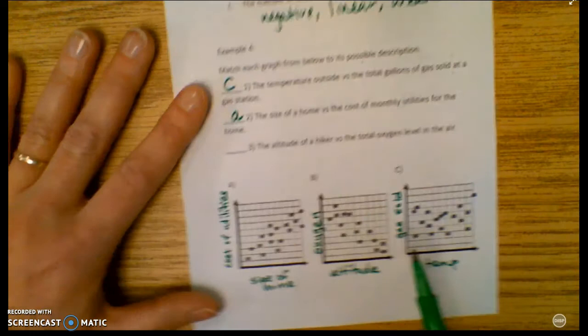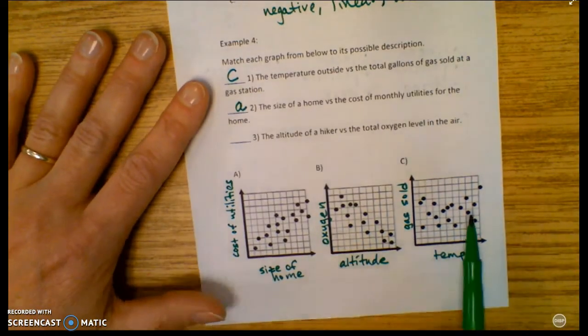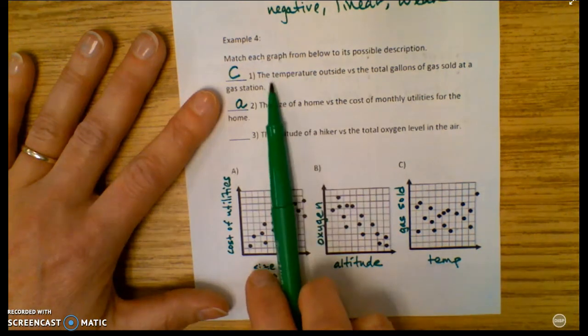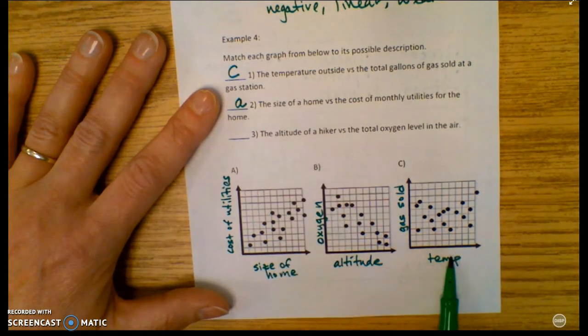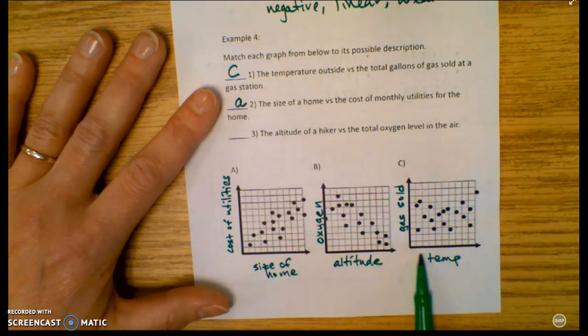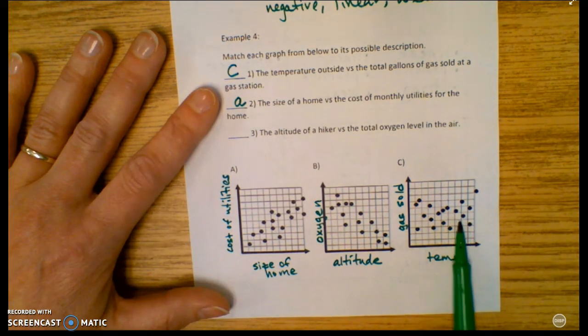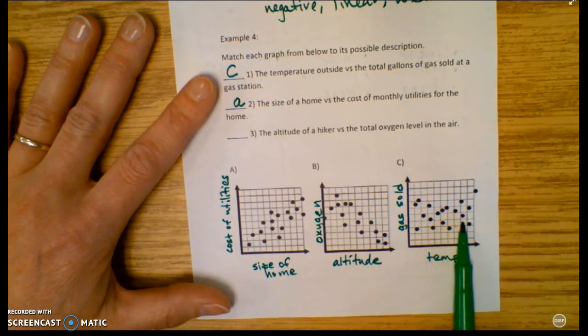So on the bottom, it's very difficult sometimes to do these until you really start labeling things. So for the first question, I went with the fact that it should probably be this graph where there's nothing really related to the temperature and how much gas is being sold. People are going to fill their tanks up in the wintertime as well as the summertime. So I think this has got no correlation. So I went with number 1 being C.